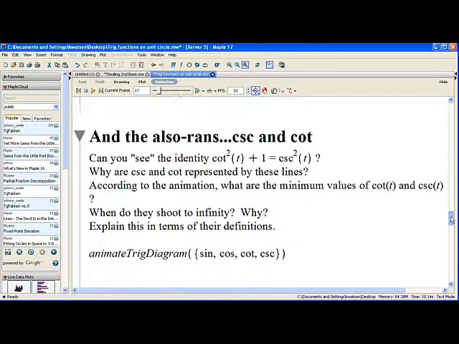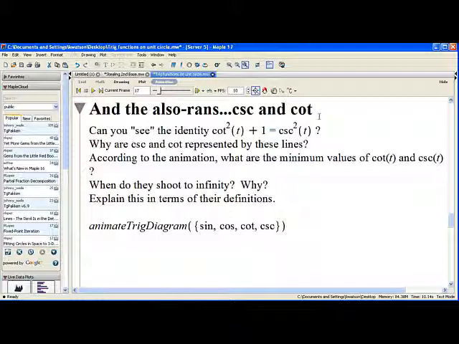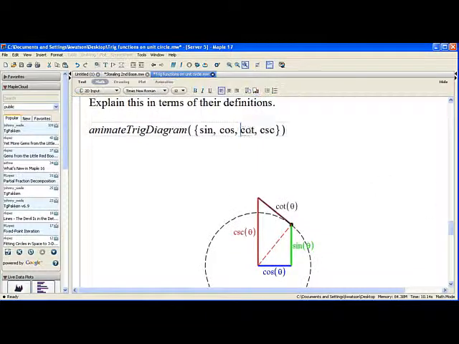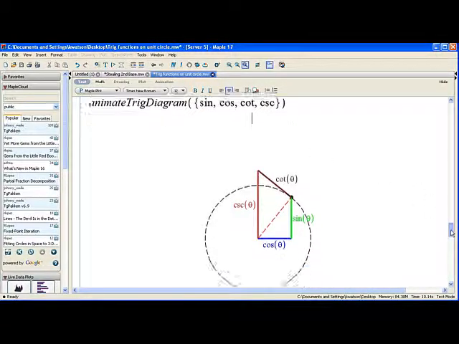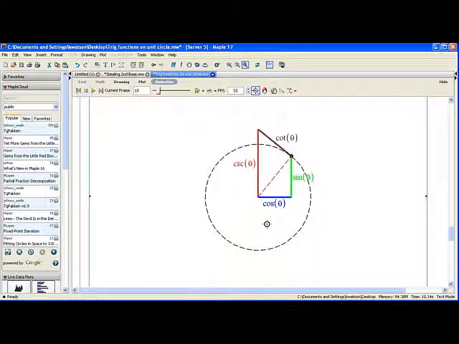And now it's time for the also-rans, the cosecant and the cotangent. Poor old neglected cosecant, cotangent. They never get any airtime, and they just get jealous whenever all the discussion centers around the ever-popular sine and cosine and tangent. But with this tool that I've created, we can add arbitrarily many ratios to this picture. So I've taken out tangent and secant for now and put in cotangent and cosecant in their places. And now we have this picture.